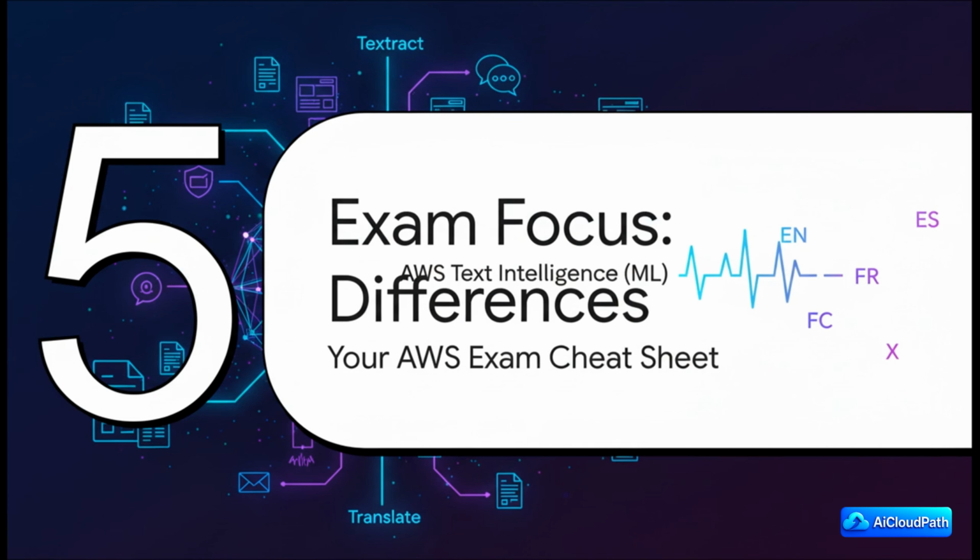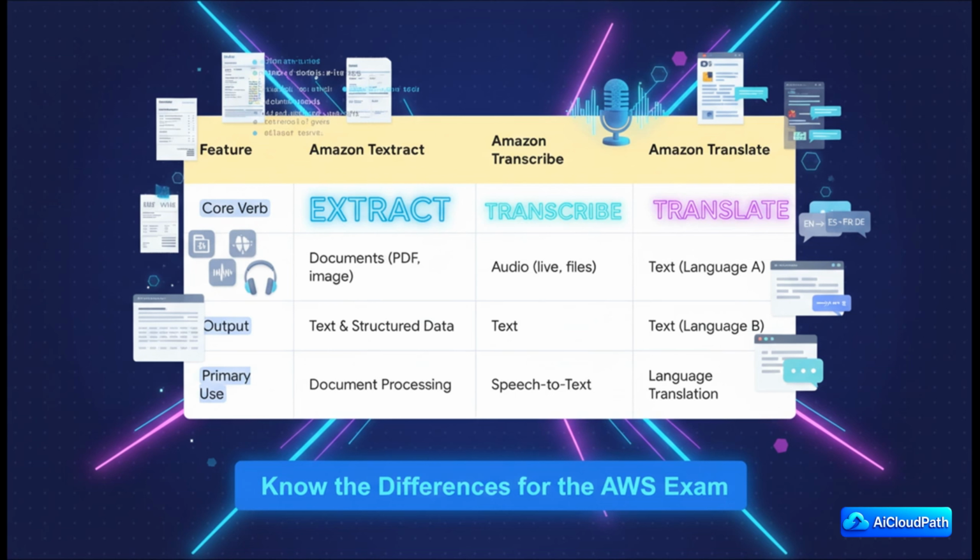Okay, let's pull all of this together now. This next part is really the most important bit, especially if you're prepping for an AWS exam, so listen up. Think of this as your ultimate cheat sheet for telling these three apart once and for all. This table lays it all out, plain and simple. Honestly, all you need to do is focus on the core action, the verb and the input. For Textract, the verb is extract and the input is a document. For Transcribe, the verb is transcribe and the input is audio. And for Translate, the verb is translate and the input is text. It's really that straightforward. If you can remember that, you will never get these mixed up again.